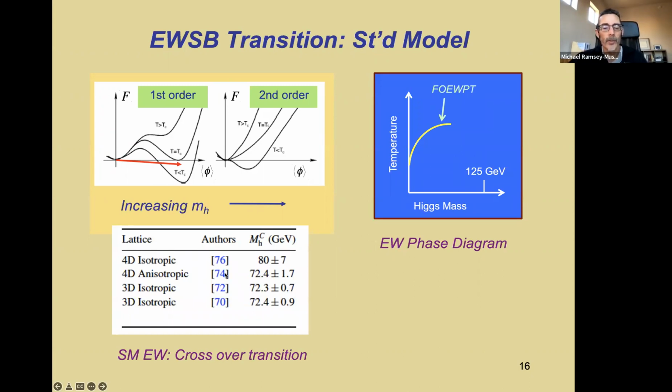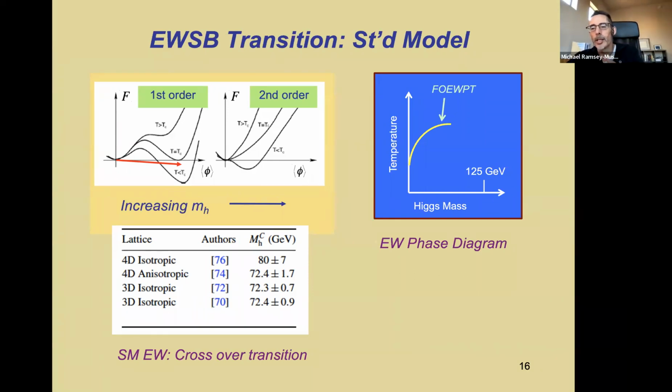So on the lower left of this slide is a summary of lattice studies that have identified the maximum mass for the Higgs boson in the standard model for which there would be a first order transition. And you can see that the range is somewhere in the 70 to 80 GeV range. And so clearly we're not in that domain.